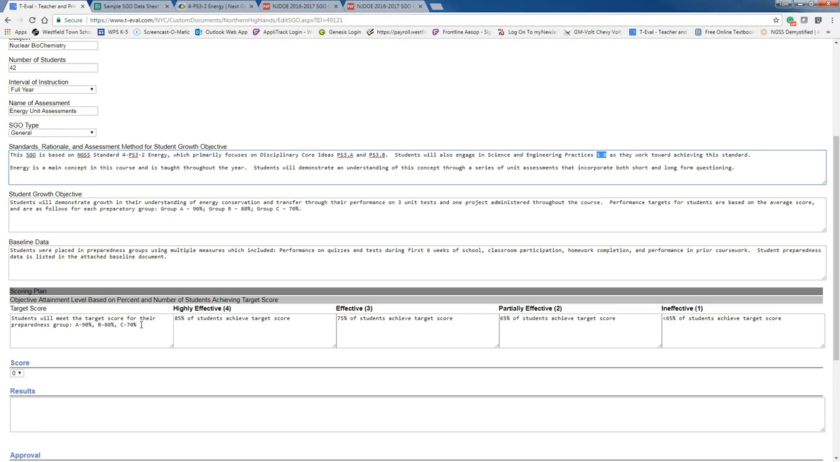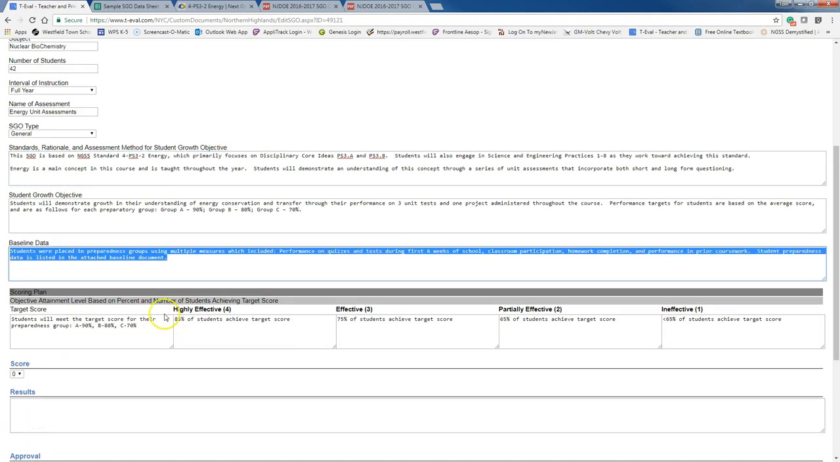It's using different preparedness groups, but I'll show you later how we're going to keep this into the more simple format. This basically reiterates what's up here, and you probably wouldn't have to list this again, but I did just to make it explicit that the students in prep group A will get 90, B, C, etc. So over here on the right are the indicators for the score that you receive, whether it be highly effective or lower than that.